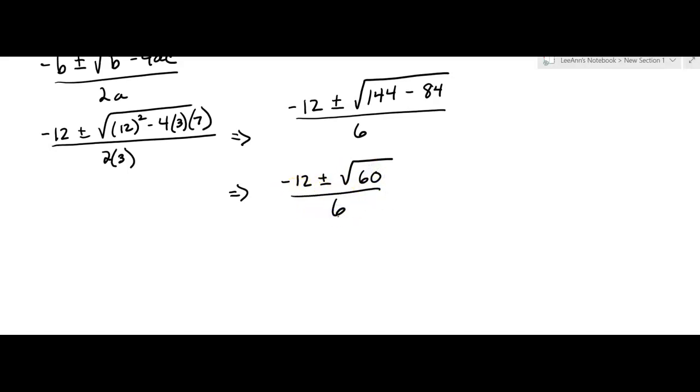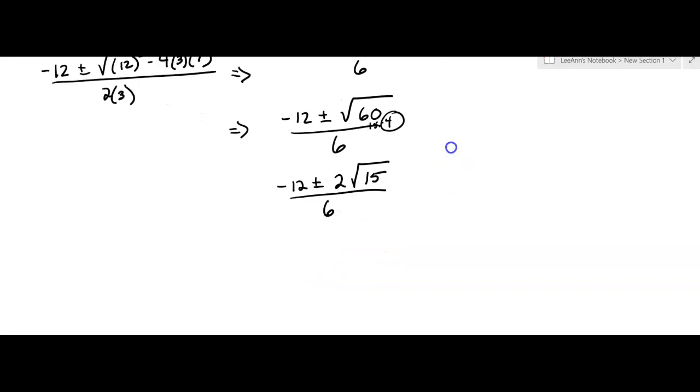Now, when we get it down to this point, 60 is not a perfect square, so we're not going to be able to take the square root of it. We can simplify, though, and so we want to be able to do that. So 60 breaks down into 15 times 4, and I can take the square root of 4. So I'll have negative 12 plus or minus 2, because the square root of 4 is 2, square root 15, all over 6.